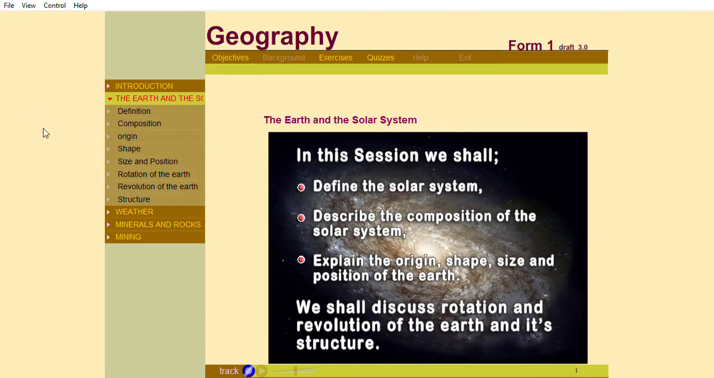The Earth and the solar system. In this session, we shall define the solar system, describe the composition of the solar system, explain the origin, shape, size and position of the Earth. We shall discuss rotation and revolution of the Earth and its structure.